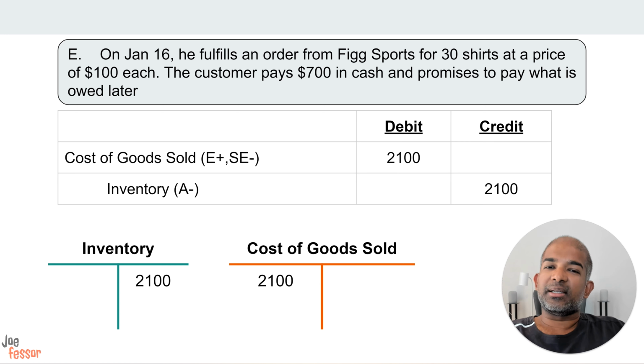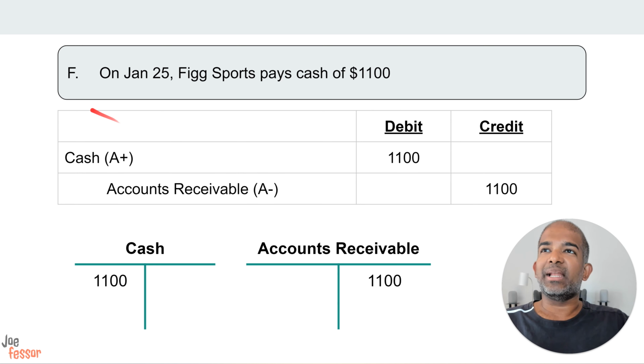You sold 30 shirts at $100 each. The cost of each was $70. So you generated a profit of $30 per shirt for 30 shirts. So the overall profit is 30 times 30, that's $900. If you'd like to remember this as another guideline, that's fine too. Anytime you sell something, that particular item leaves the inventory and is reported under cost of goods sold in the income statement. Let's go on to transaction F.